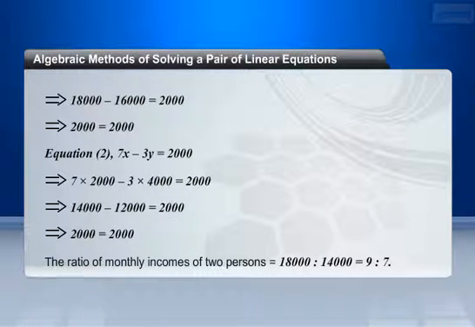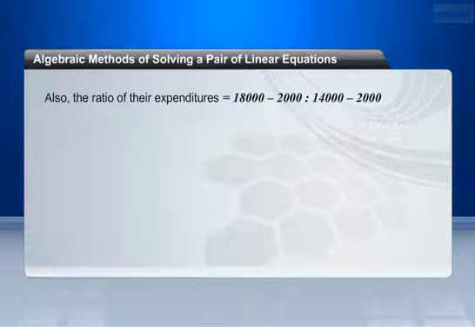Also, let's verify whether the ratios are correct or not. The ratio of monthly incomes of the two persons equals 18,000 is to 14,000, which is equal to 9 is to 7. Also, the ratio of their expenditures equals 16,000 is to 12,000, which is equal to 4 is to 3. Therefore the values x equals 2,000 rupees and y equals 4,000 rupees satisfy the pair of linear equations.